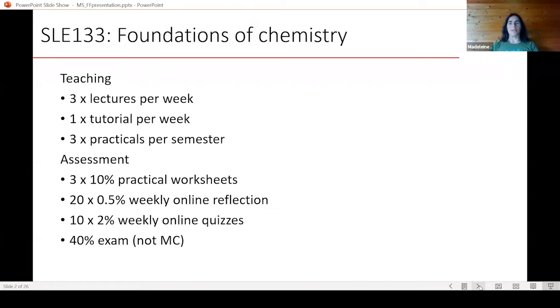So for each of the practicals, the students filled in a worksheet, which they submitted during the laboratory period. They had online quizzes. So there was a quiz for each topic. The unit covers 10 topics and an exam at the end. And the second assessment task here is an online reflection task.